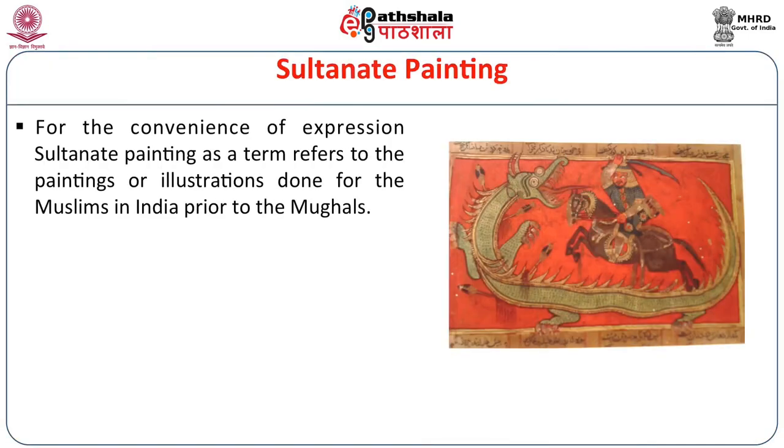Now we move on to the next section, the Sultanate painting. Again, this is a group of conglomerated painting styles of this period. Now, for the convenience of expression, Sultanate painting as a term refers to the paintings that have been done for the Muslims in India prior to the Mughals and sometimes in the Muslim courts.